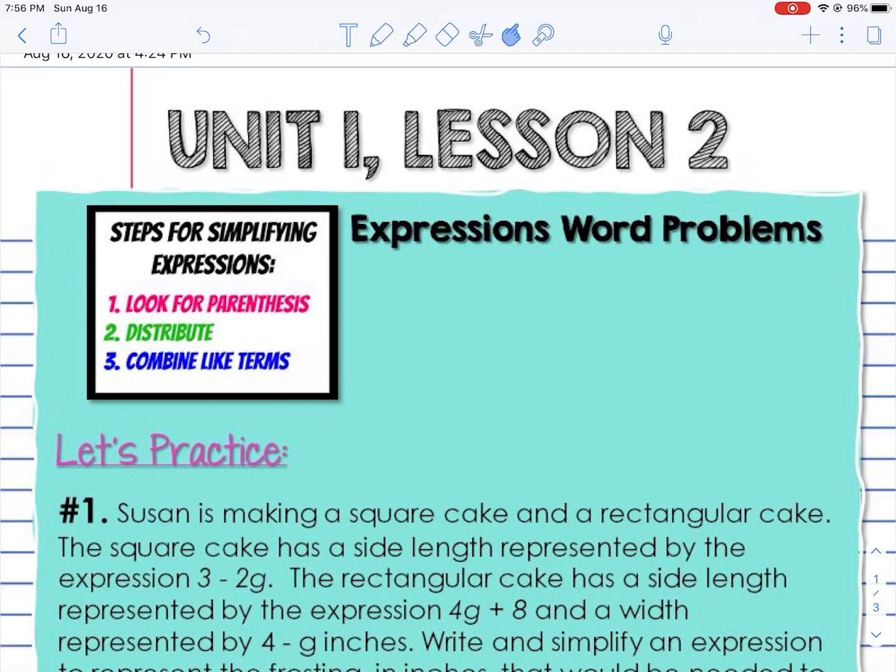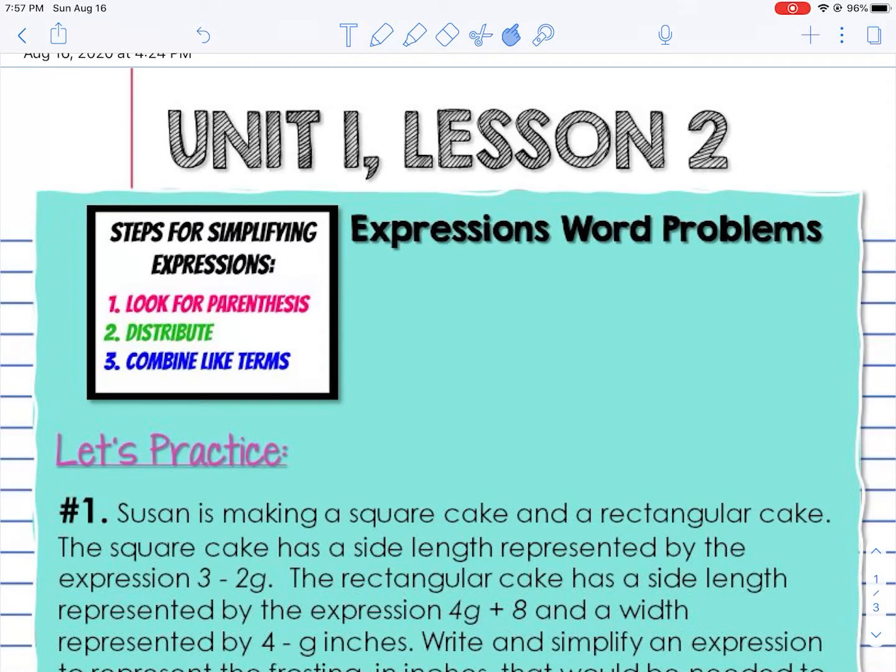So today we want to keep going with simplifying expressions, but instead of just looking at expressions, we're going to look at expressions that are in word problems. So we're going to try to break down what is the problem asking us and how do we solve it. I want to work probably 3 problems with you, and these are your notes, Unit 1, Lesson 2 notes.